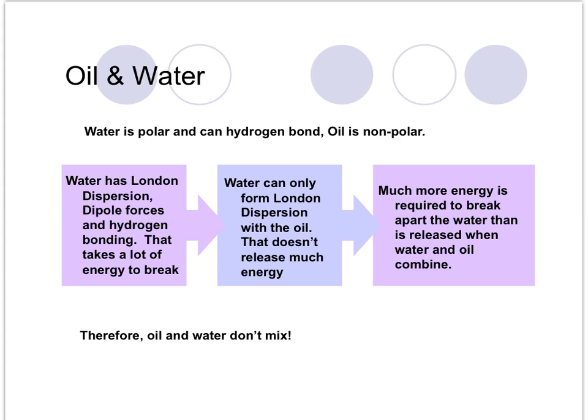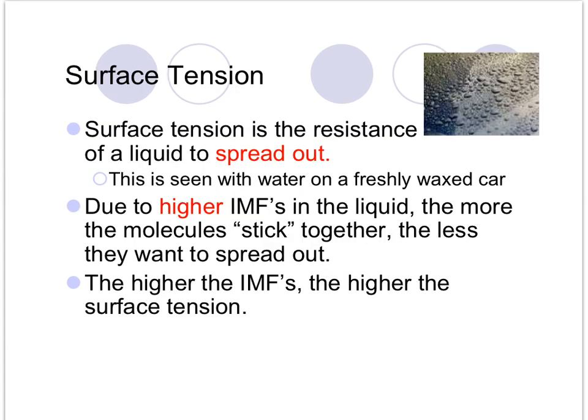Water is polar and can hydrogen bond. Oil is nonpolar and it only has London dispersion forces holding it together. It's going to take a lot of energy to break the hydrogen bonds between the water molecules. Since water can only form London dispersion forces with the oil, that will not release a lot of energy. And because there is such a huge difference in the amount of energy needed to break and the amount of energy released when forming, we will find that water and oil are immiscible with one another. They cannot dissolve.